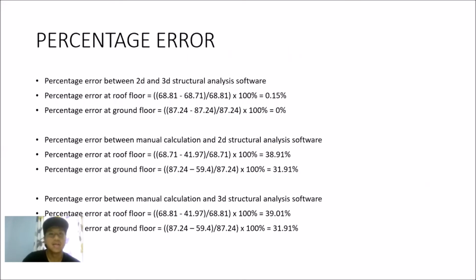Okay, next. Here we are also calculating the percentage error, and we get the percentage error between the 2D and 3D structural analysis software. It is just a small value: for the roof, we get 0.15%, and for the ground it is 0%, which means the result is exactly the same.